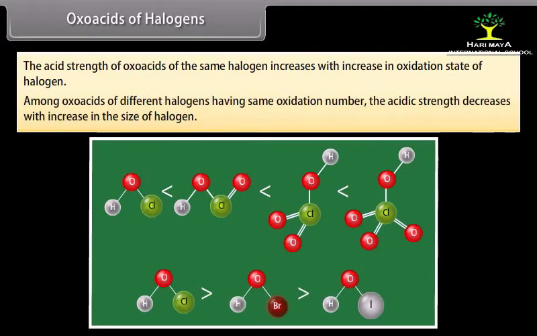Among oxoacids of different halogens having the same oxidation number, the acidic strength decreases with increase in the size of halogen. For example, acidic character of hypohalous acid series is in the order. Greater the size of halogen atom, lesser will be its electronegativity, and hence lesser will be the acid strength of the acid.